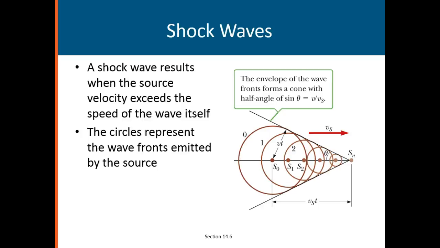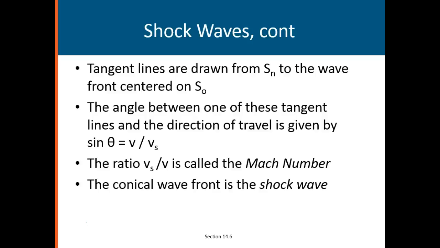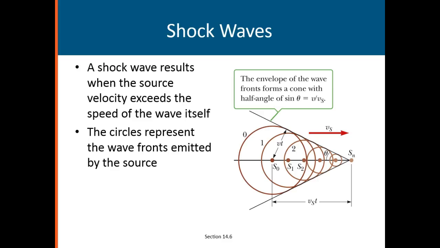Circles represent the wavefronts emitted by the source. The tangent lines are drawn from Sn to the wavefront center to S0, which is here, and it's also tangent to every one of those. Okay.